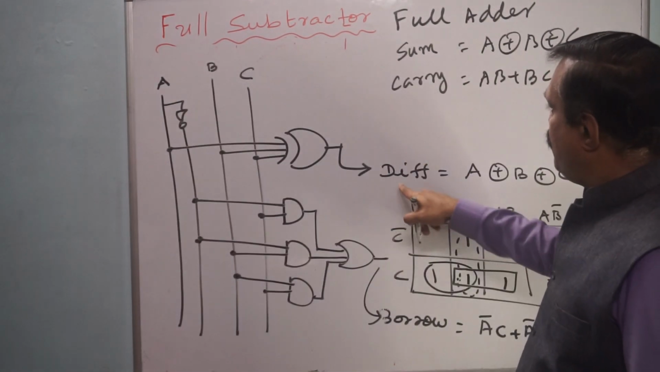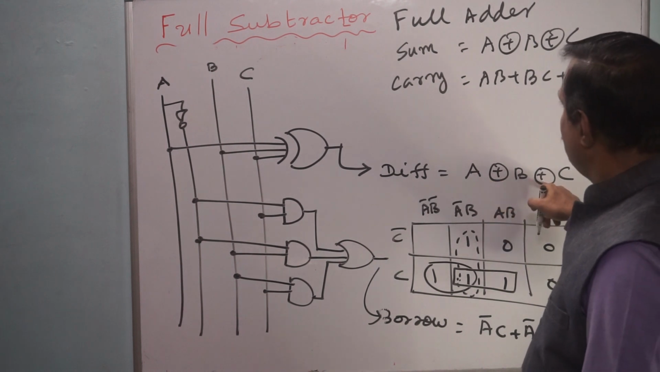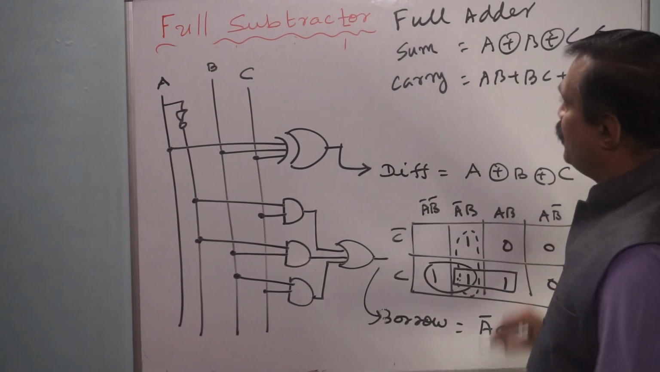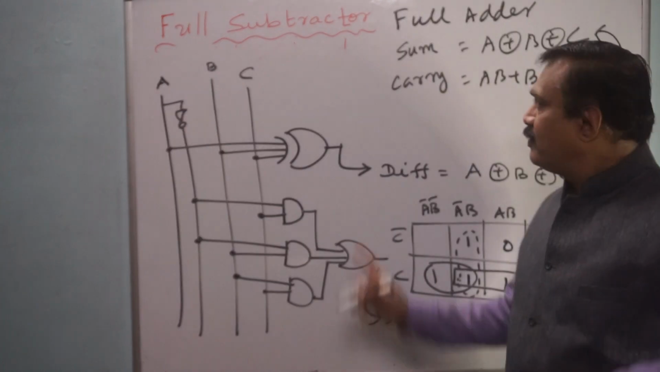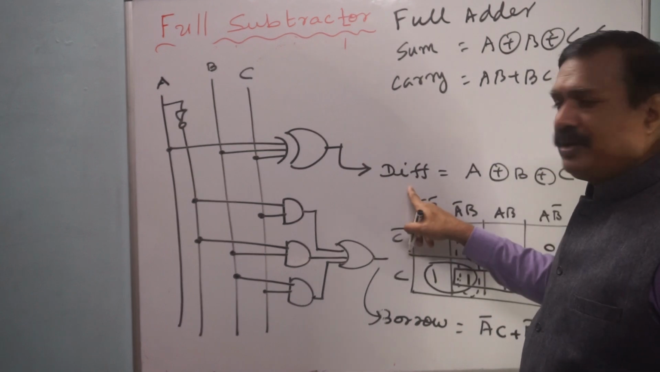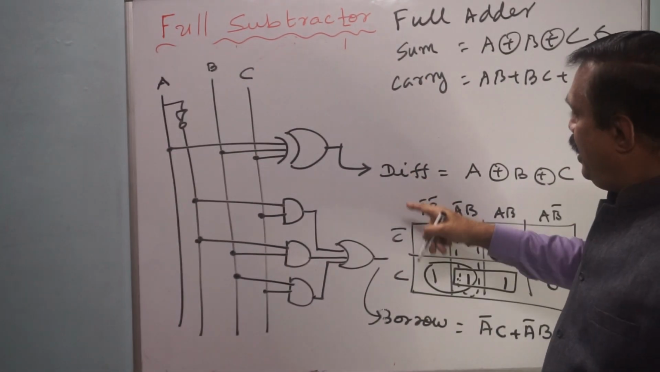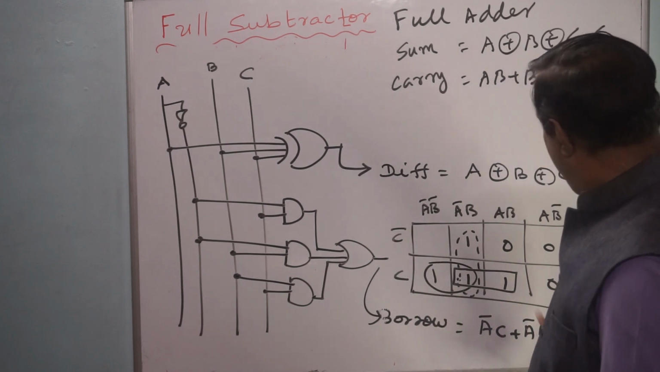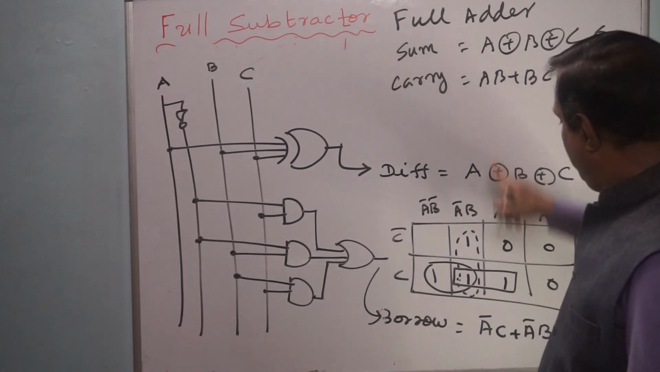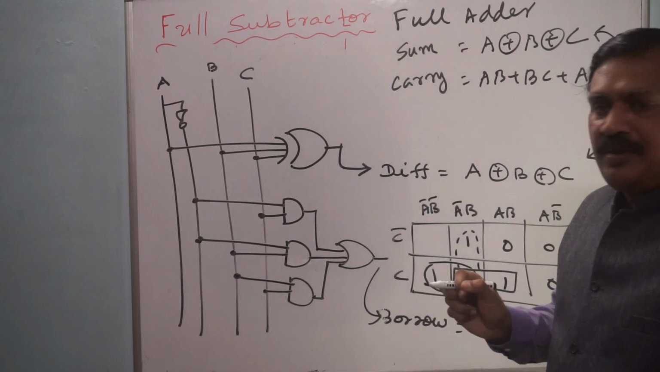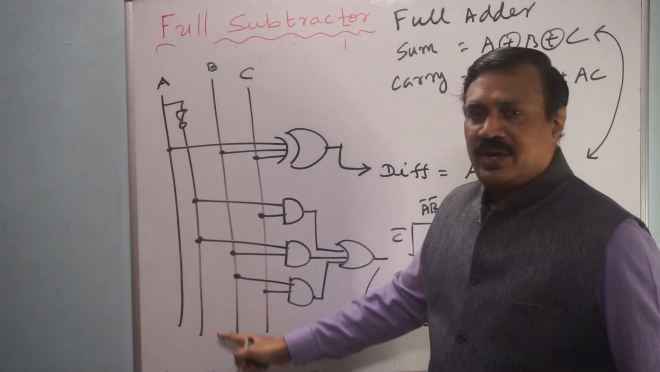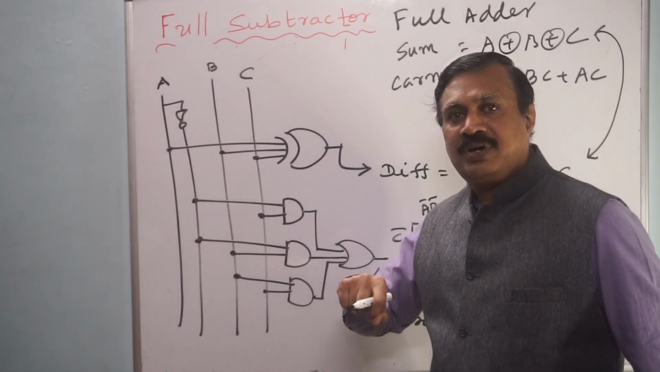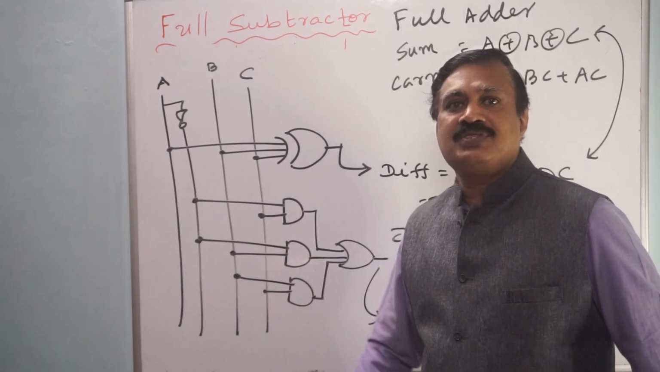See the difference here. In the difference, A XOR B XOR C. Therefore, both are the same: for the full adder, the sum, and for the full subtractor, the difference. Both are same. And for the borrow, A bar C, here AC is there, and BC is there. Here AB, here A bar B. Only one NOT gate is required in order to convert a full adder into a full subtractor.